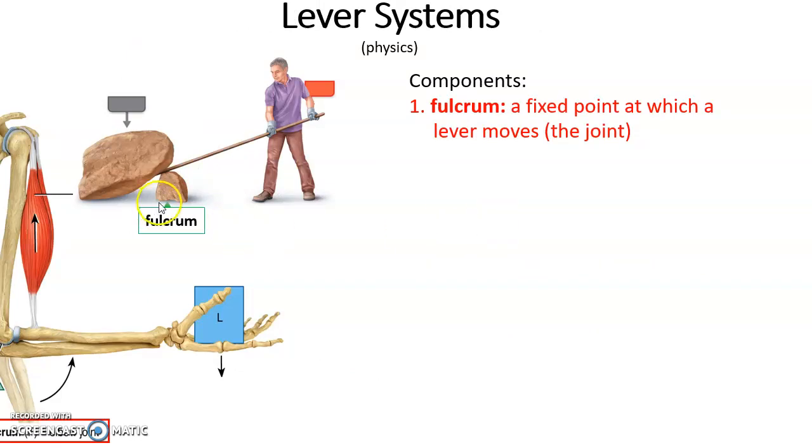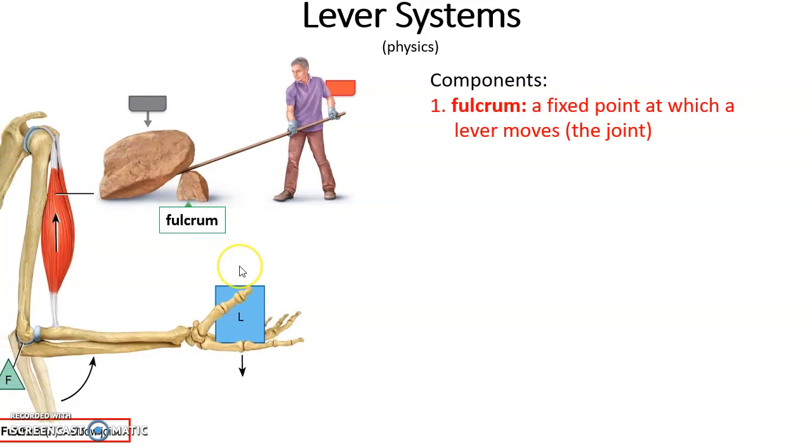The lever system is the physics concept of trying to use rigid structures to help move things. Our muscles act a lot like the lever system. So, for instance, you have the fulcrum. The fulcrum is the fixed point at which the lever is moving. For us, that is the joint. The joint is the fulcrum.